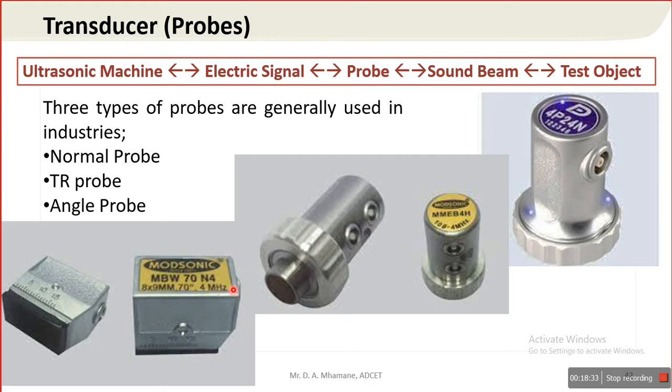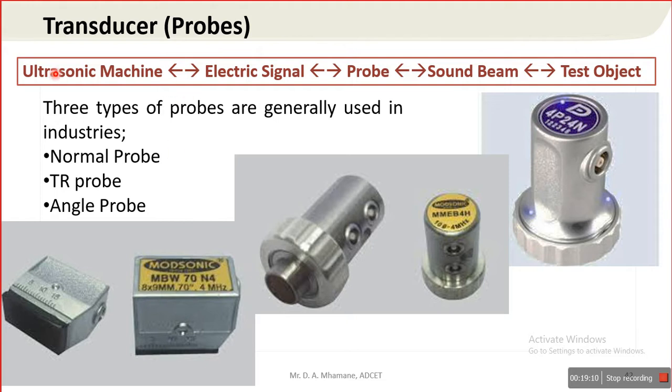This 4 megahertz indicates the frequency of the probe. So 70 degree, 8 by 9 mm piezoelectric element and 4 megahertz frequency. This statistic is present on every probe for easy identification of the probe. So these are the three different types of probes.